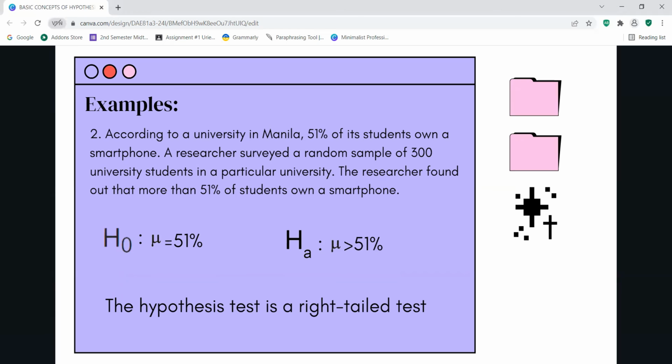With the alternative hypothesis, our hypothesis is greater than 51%, meaning that the hypothesis test that we are going to be using is a right tail test.